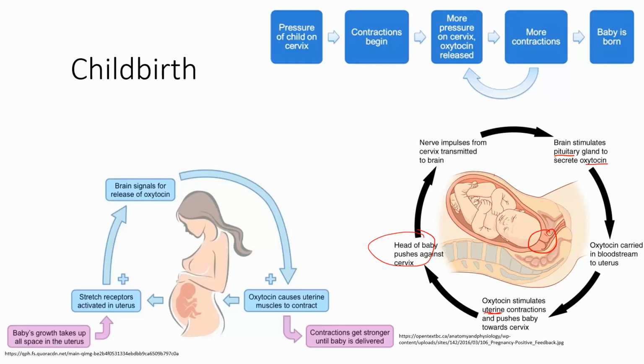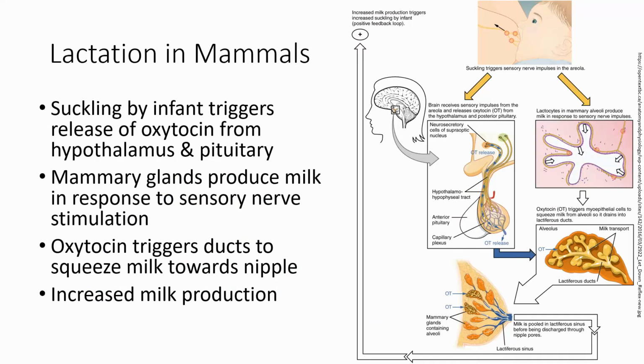So just another diagram showing you what's happening, and let's look at another example. So lactation in mammals is another example of this. So what happens is two different things. When an infant suckles at its mother's breast, that's going to trigger sensory nerves, which are going to send signals to the brain, and they're going to cause the release of oxytocin. So oxytocin is sometimes called the maternal or the mother molecule because it's involved a lot in pregnancy as well as lactation.